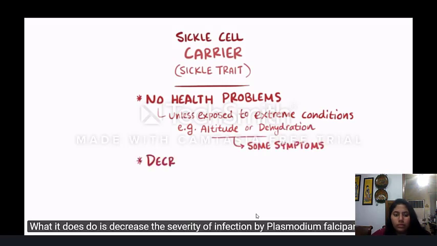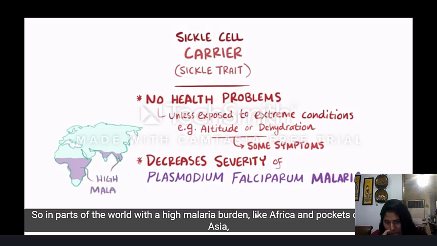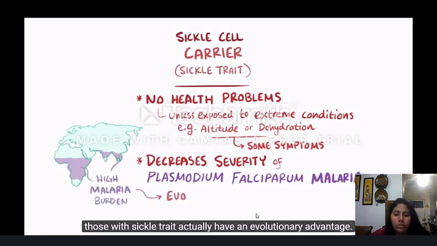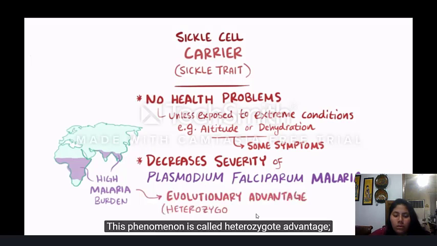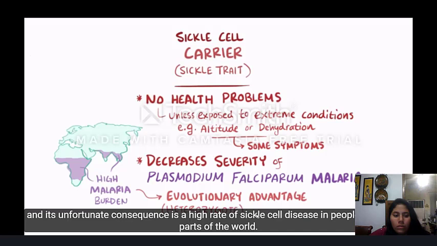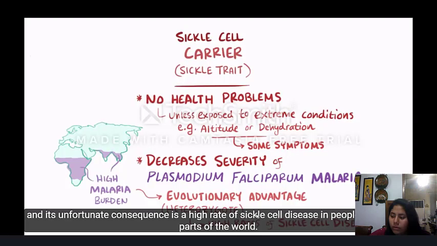What it does do is decrease the severity of infection by Plasmodium falciparum malaria. So in parts of the world with a high malaria burden, like Africa and pockets of southern Asia, those with sickle trait actually have an evolutionary advantage. This phenomenon is called heterozygote advantage, and its unfortunate consequence is a high rate of sickle cell disease in people from those parts of the world.